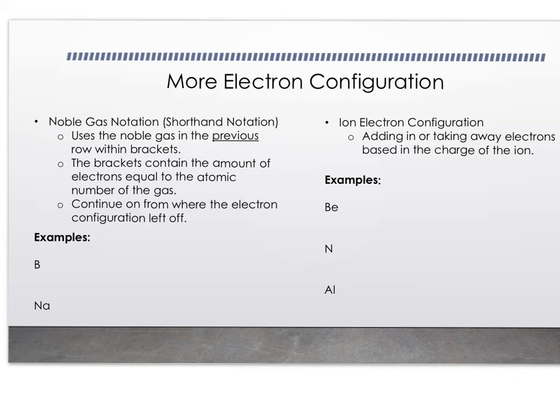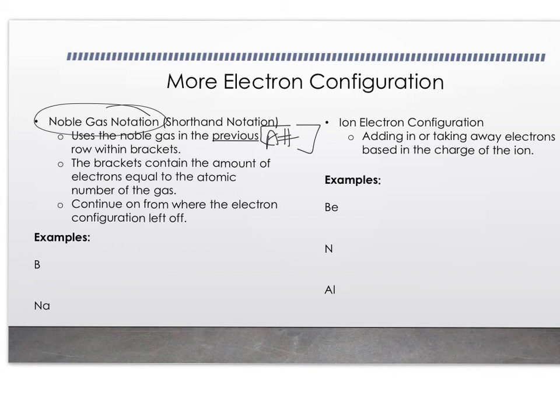Okay, so there's 2 other ways to write these electron configurations. We have our noble gas. This is a shorthand notation where we use the noble gas in the previous row within brackets. Brackets look like this, and that's going to contain the amount of electrons according to the atomic number. And then we continue on from where we're at on the periodic table within the electron orbitals.